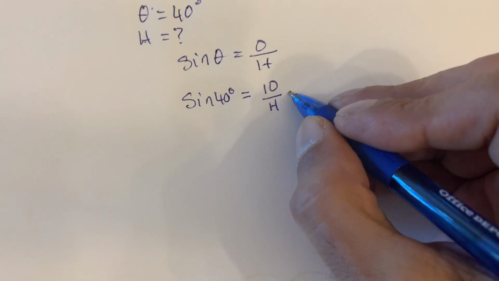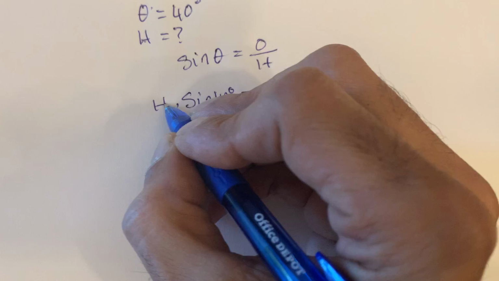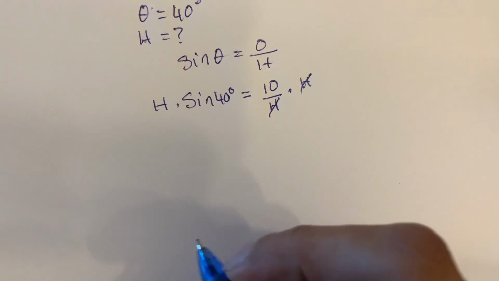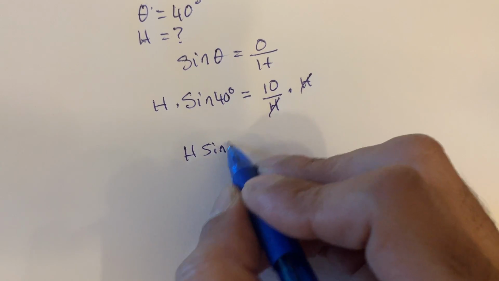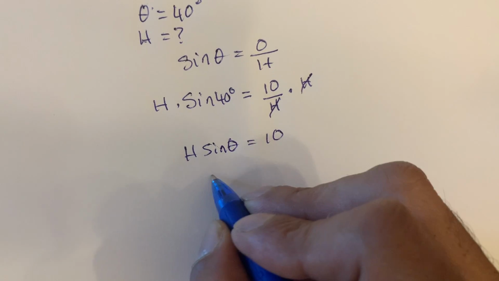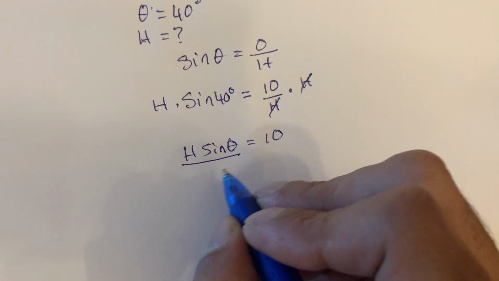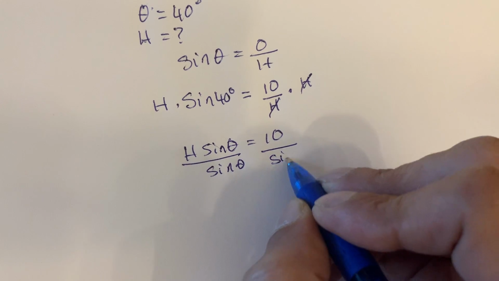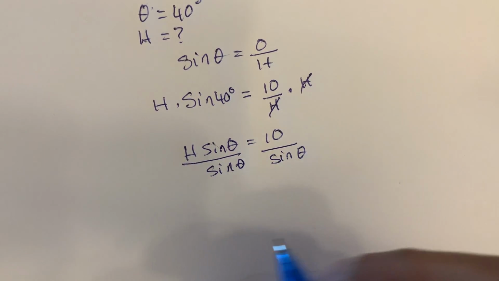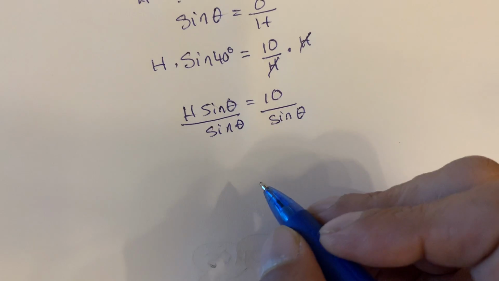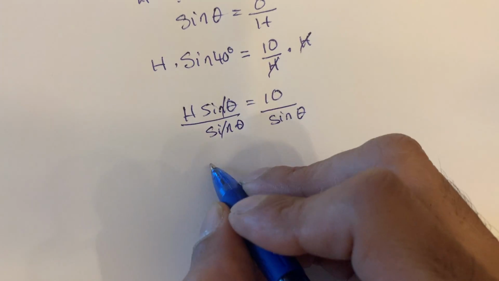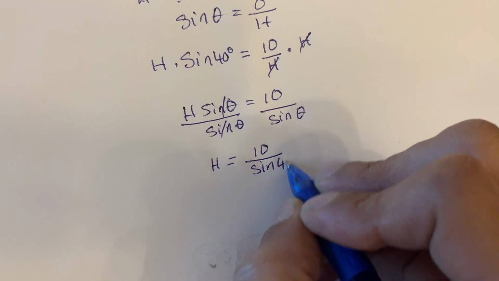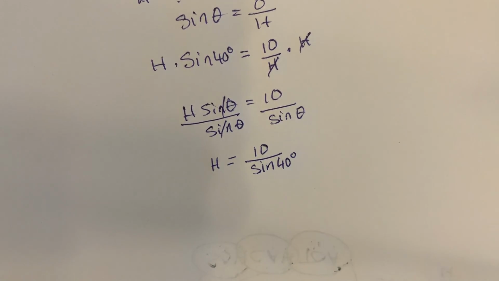I'm going to multiply both sides by h. You guys did this recently, didn't you? And so I have h sine theta equals 10. So now I'm going to find h, so I'm going to divide both sides by sine of theta. I could have put 40 back in there, but anyway, it doesn't matter. And so that goes away, and so I have h, the hypotenuse, is equal to 10 divided by the sine of 40 degrees. And that's a good time to start putting in the numbers.